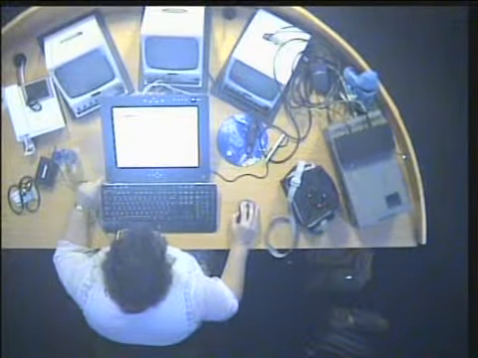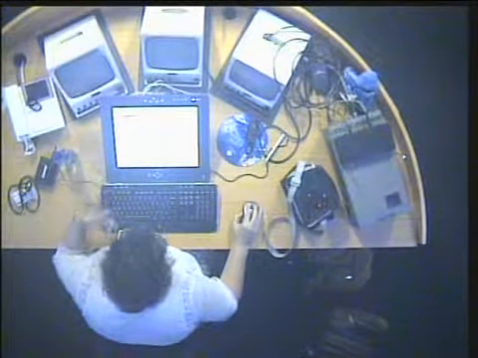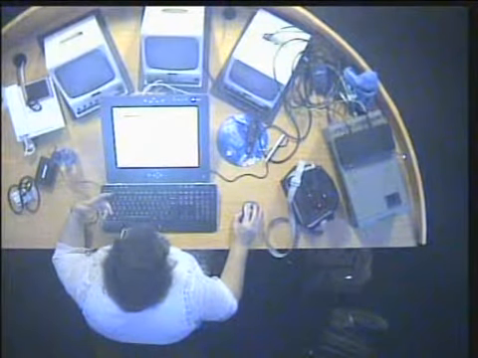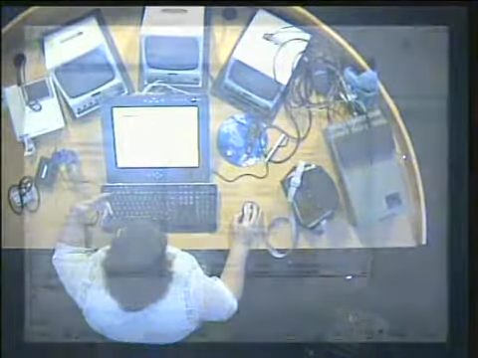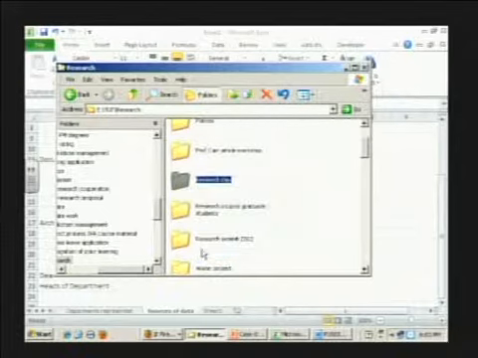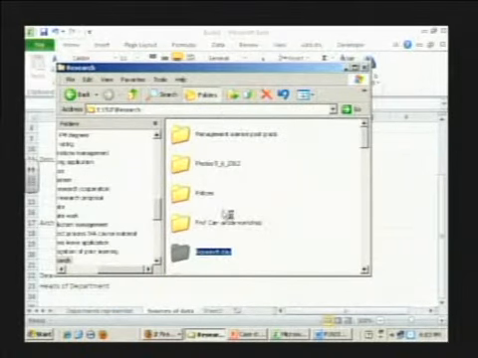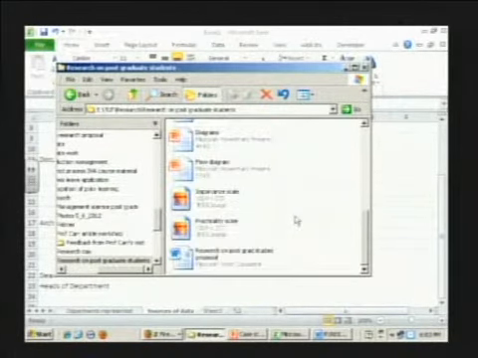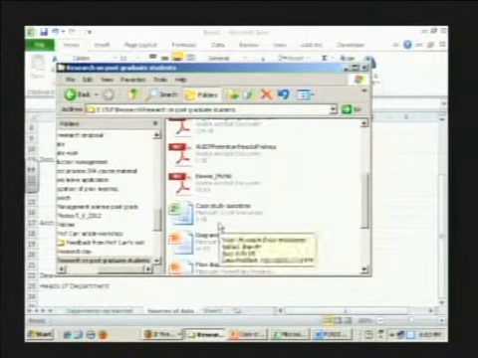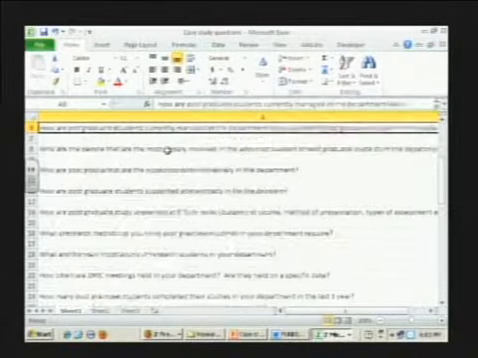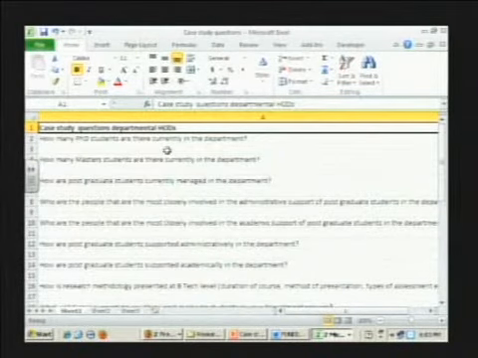So let me just quickly open and show you the questions that I thought, and then we can. Where am I now? Okay, sorry. I'm so absent-minded, I can lose myself in my own directory. There we go. Case study question. All right, so these are the questions that I thought of to ask the heads of departments.